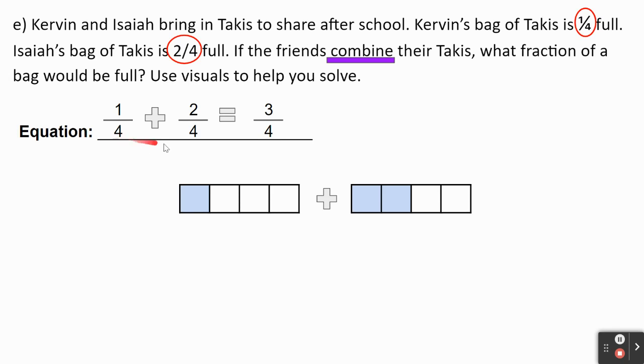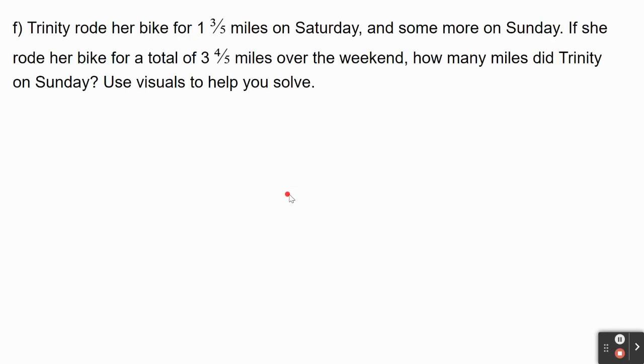When the denominators are the same, we can go ahead and just add across. 1/4 plus 2/4 gets us 3/4, and the denominator stays the same since that tells us how many parts make up one whole. Now let's try another problem.